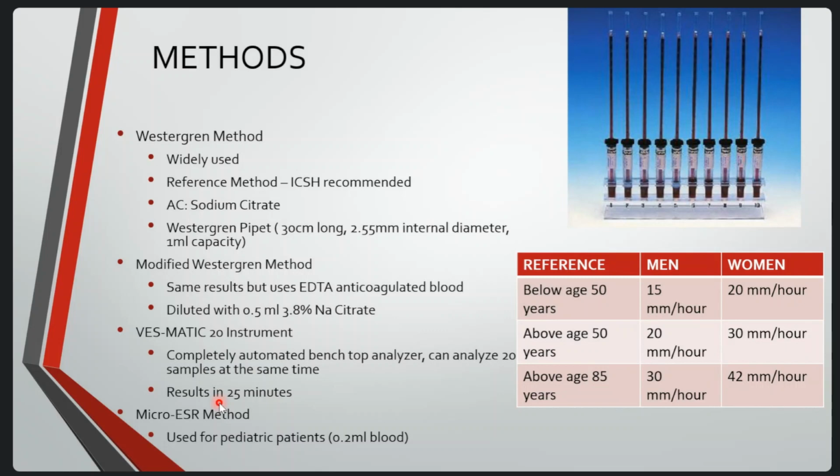Another method is the micro ESR method, which is advantageous for our pediatric patients, using only 0.2 ml of blood. So for the reference range, if the patient is below 50 years old, normal value is up to 15 for men and 20 for women. For above 50 years old, men is 20 and women is 30 millimeters per hour, and above the age of 85, 30 for men and 42 for women.